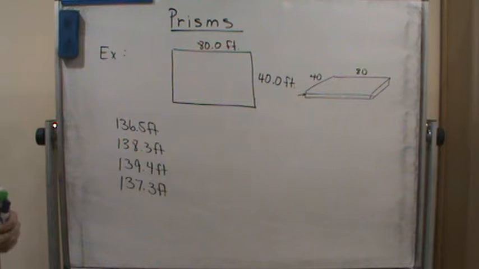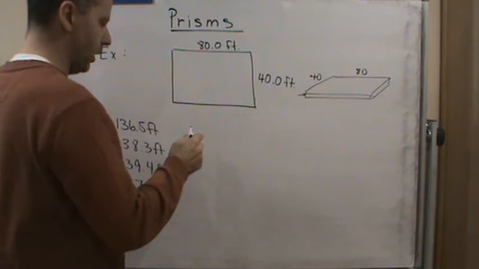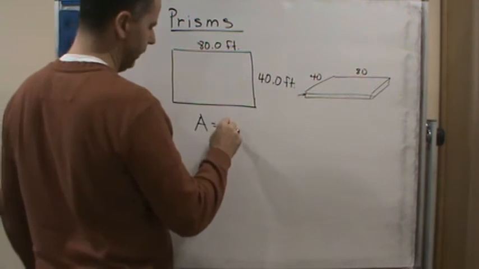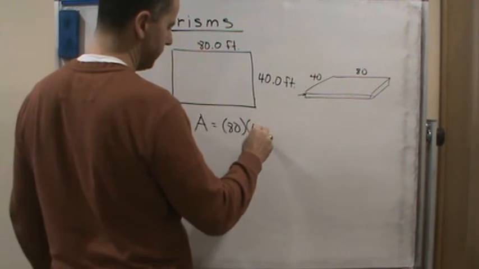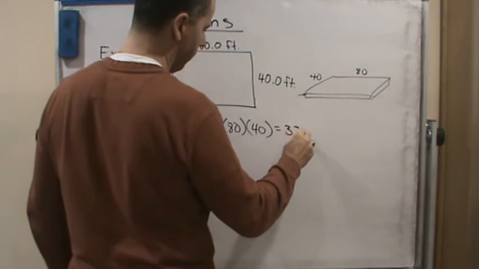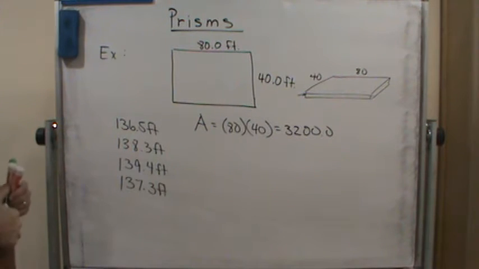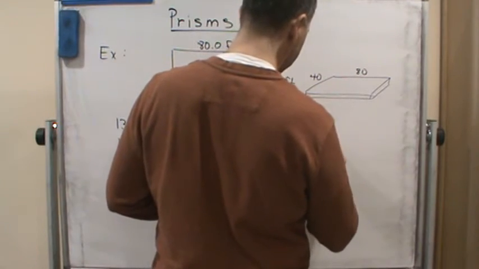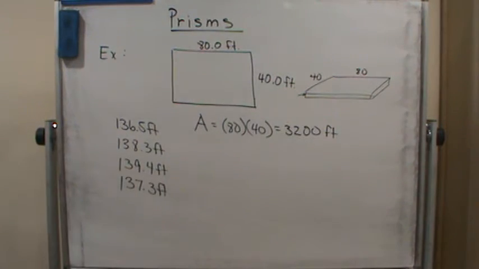So the first thing we need is the area. Well, it's a rectangle, so that's easy. The area of this plot of land is length times width, so it's just going to be 80 times 40. That's 3,200 square feet. So that's the first thing.